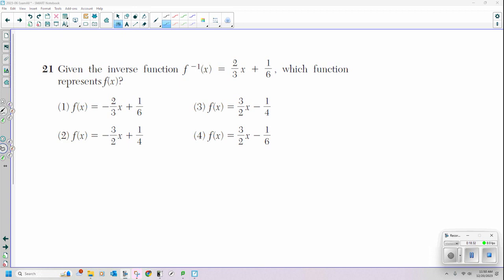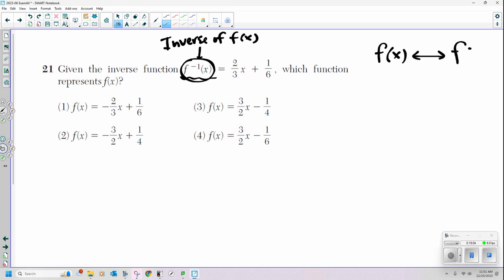Question 21 says, given the inverse, f inverse of x, this just means the inverse of f of x. That's all that means. It's just notation. The inverse of f is 2/3 x plus 1/6. Which function can represent f of x? In order to go from your original function to the inverse, or back, this works both ways. It doesn't matter which one you start with and which one you want. The process is the same.